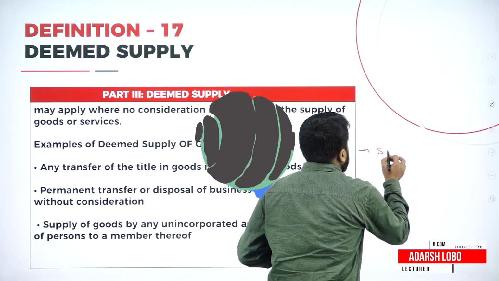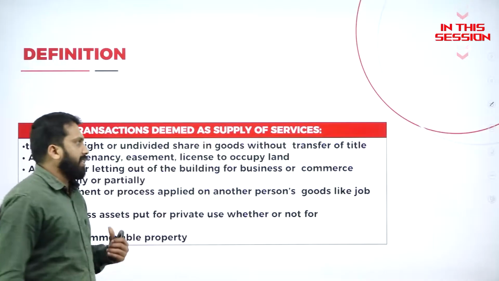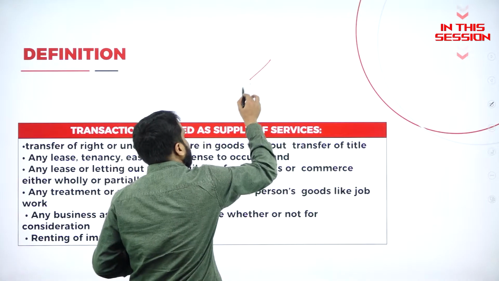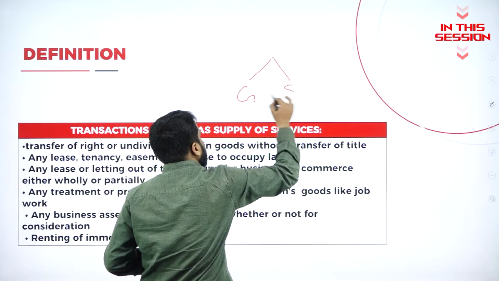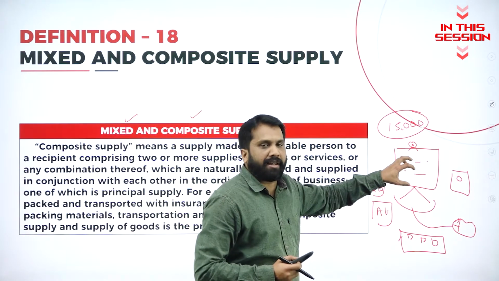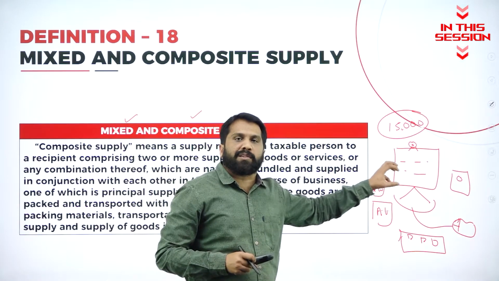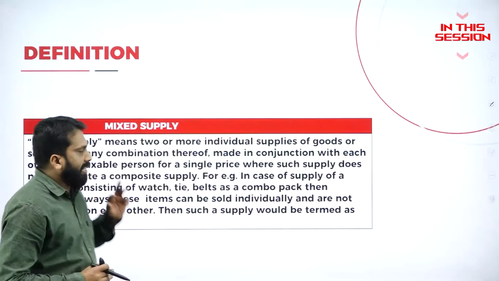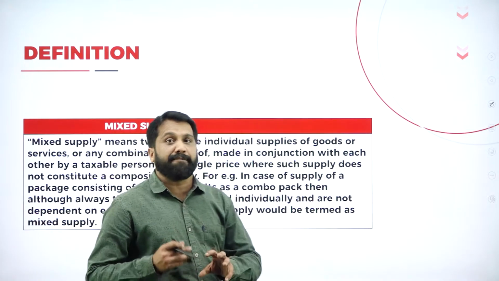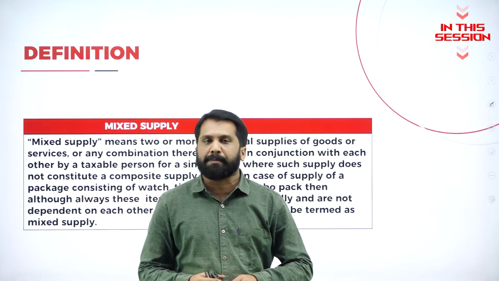If there is anything about sales, we call it supply. In deemed supply, we have two things: one will be goods, another one will be services. Along with the major item, when all the sub items are given, it is called composite supply. In a single box, when you get different kinds of items, that is called mixed supply.